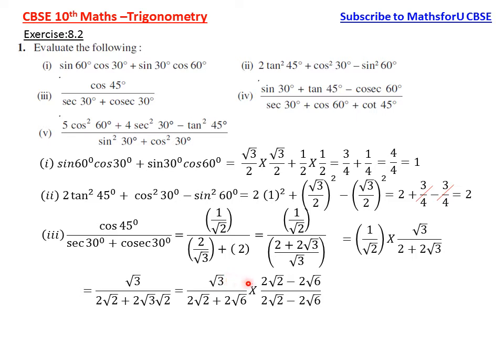And root 3 we are taking inside and multiplying with the two terms. So we get 2 into root 6 minus 2 into root 18.